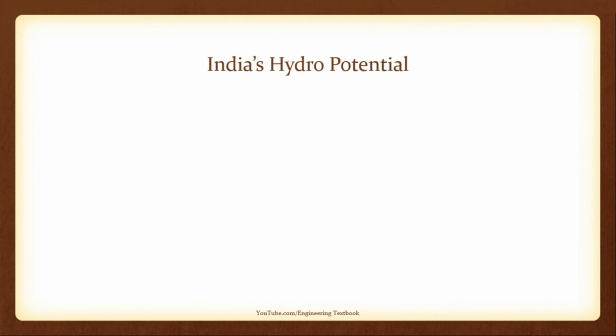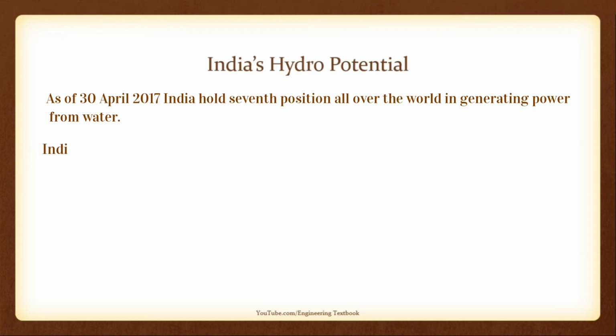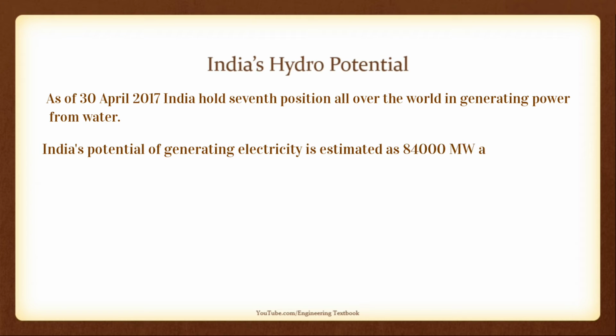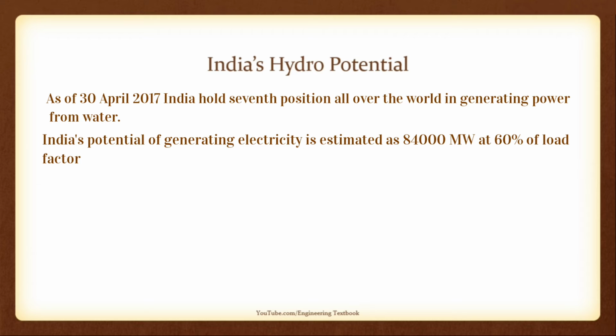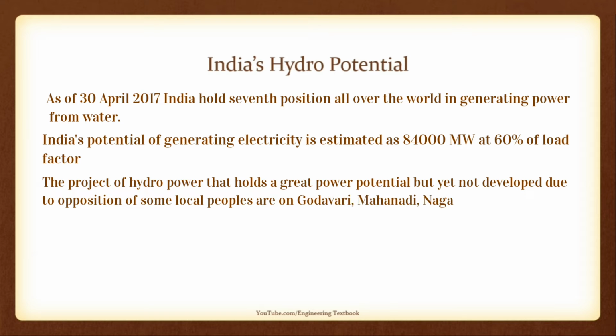India's hydro potential. As of 30 April 2017, India has the 7th position all over the world in generating power from water. India's potential of generating electricity is estimated at 84,000 megawatts at 60% load factor. The hydropower projects that hold great power potential but are yet not developed due to opposition of some local people are on the Godavari, Mahanadi, Nagavali and Narmada river basins.